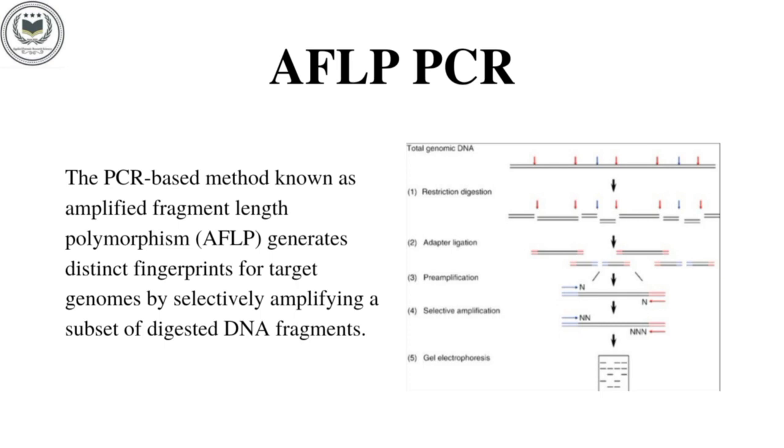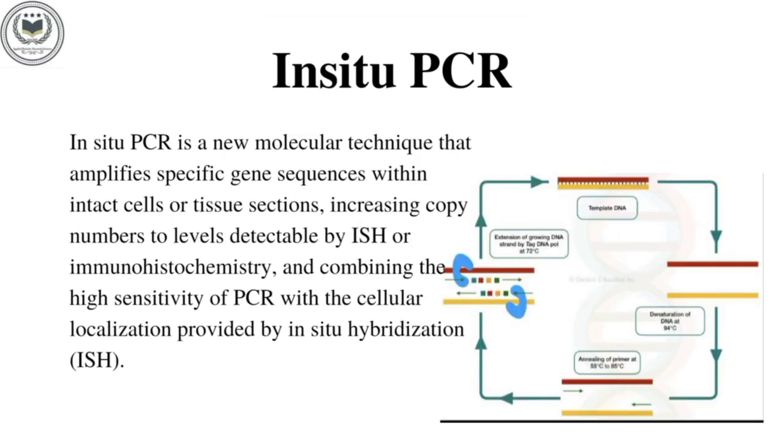Step 5. Analysis. In situ PCR. It is a new molecular technique that amplifies specific gene sequences within intact cells or tissue sections, increasing copy numbers to a level detectable by ISH or immunohistochemistry, and combining the high sensitivity of PCR with the cellular localization provided by in situ hybridization.